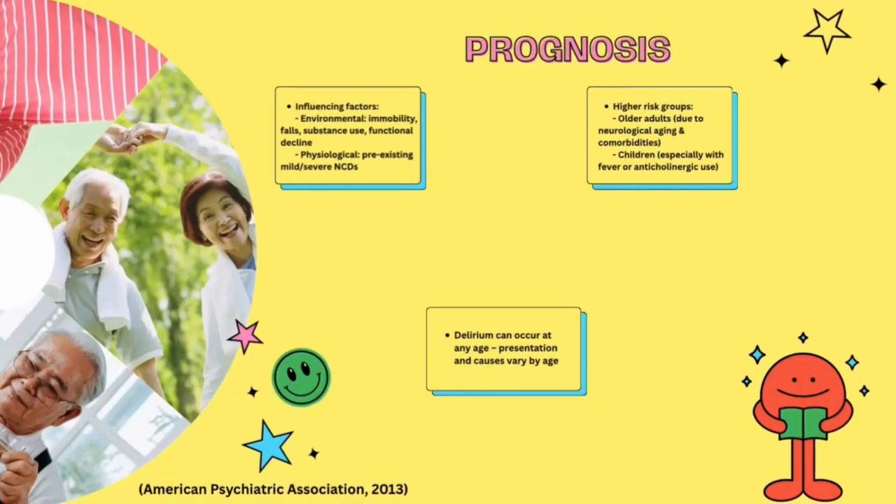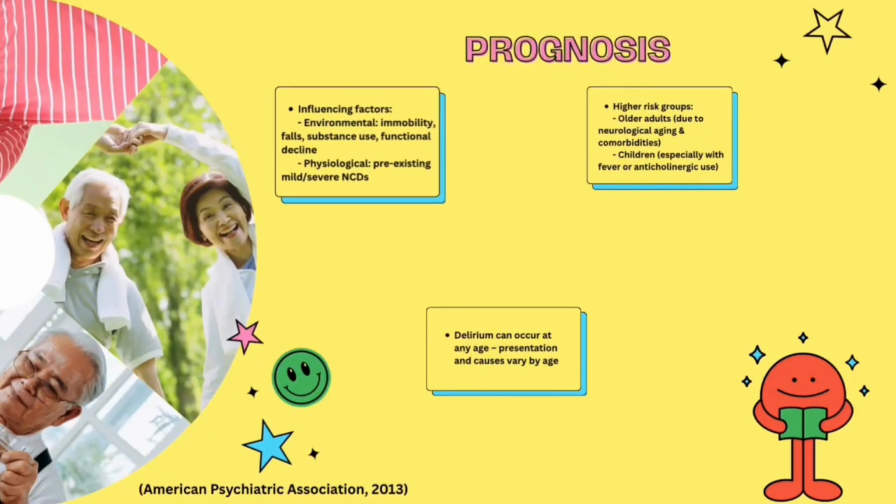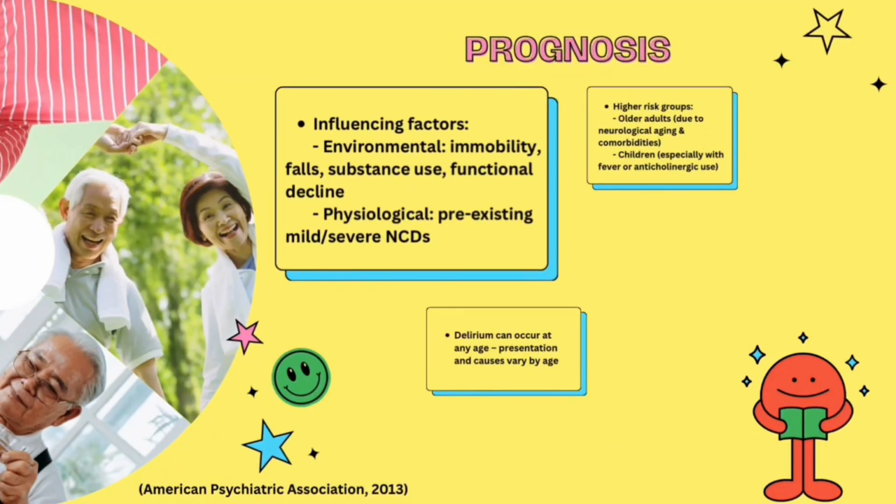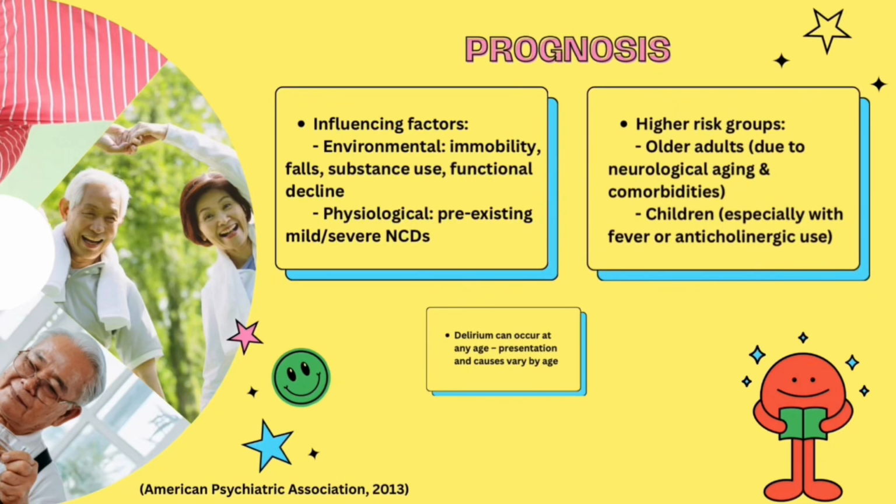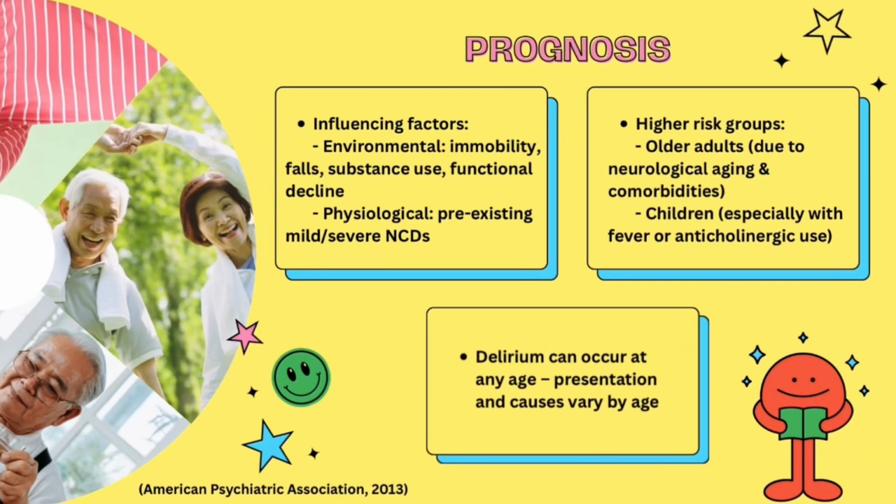How delirium develops depends on health and environment. People who are weak, inactive, or have memory issues are more at risk. Older adults are especially vulnerable because of aging and other illnesses. But kids can get delirium too, like when they have a fever or take certain medications. So delirium can happen at any age, but can vary depending on the person.